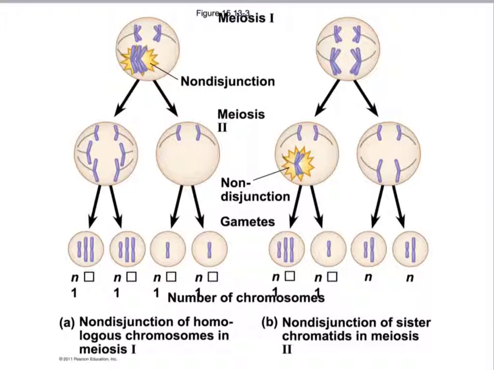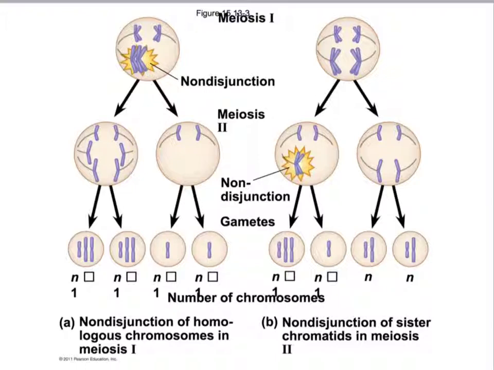Aneuploidy results from the fertilization of gametes in which non-disjunction occurred. Offspring with this condition have an abnormal number of a particular chromosome. A monosomic zygote has only 1 copy of a particular chromosome. A trisomic zygote has 3 copies of a particular chromosome.